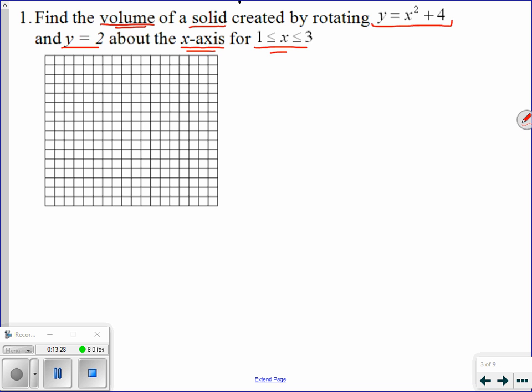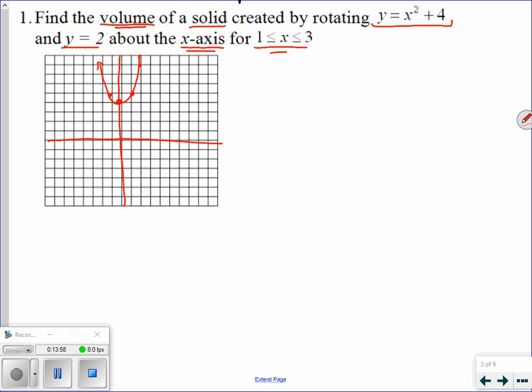So let's start by drawing. Okay, it's always the first step. So I'm going to draw, let's do x squared plus 4 first. X squared plus 4 is just the x squared equation shifted up by 4. So there, something like this. Okay. All right, so we got that as one bound.